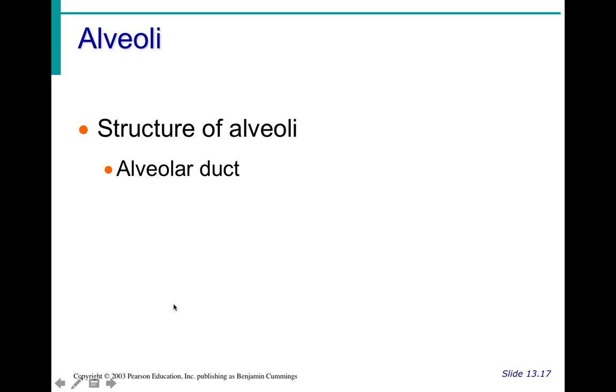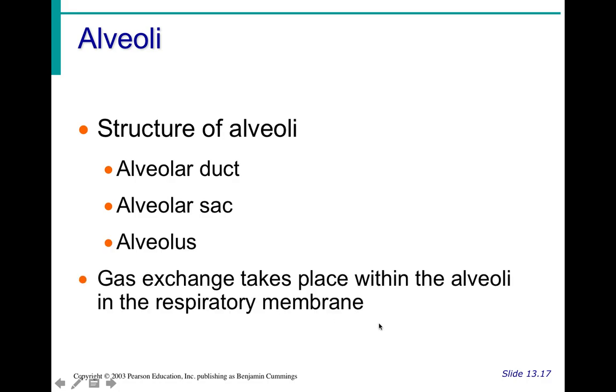Okay, your alveoli. The alveoli has an alveolar duct. It empties into a sac. You have your alveolus, and the gas exchange takes place within the alveoli in the respiratory membrane. So it is a moist membrane that allows the diffusion of gases back and forth.